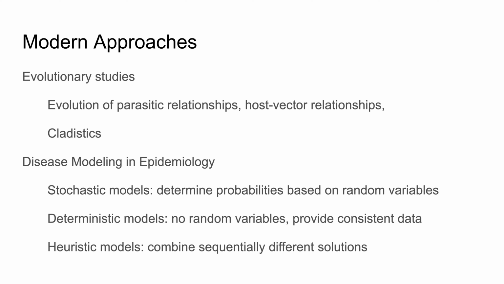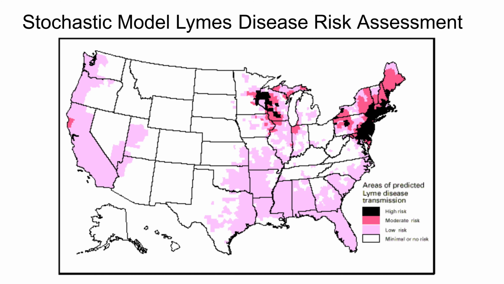Now, a stochastic model is to determine probabilities based on a set of random variables that were selected, and that can be different for whatever probability they're looking for. A deterministic model has no random variables. The data is very consistent, and it's just used to kind of determine presence of something. A heuristic model is going to combine a bunch of different mathematical solutions, and it's going to combine them in a sequential manner to give us some records.